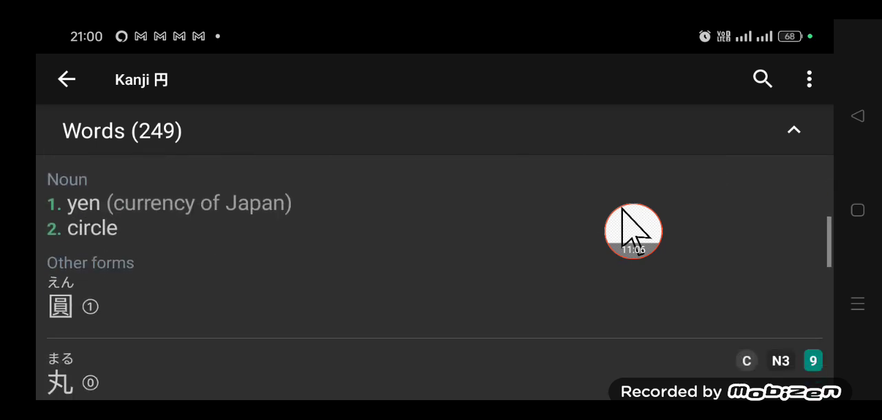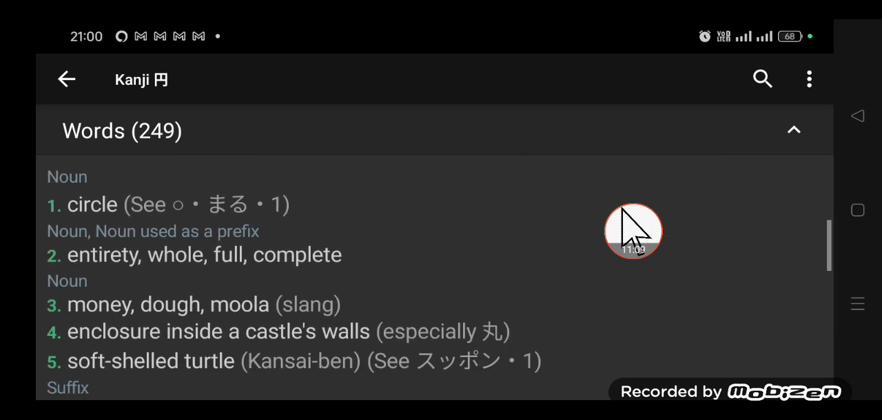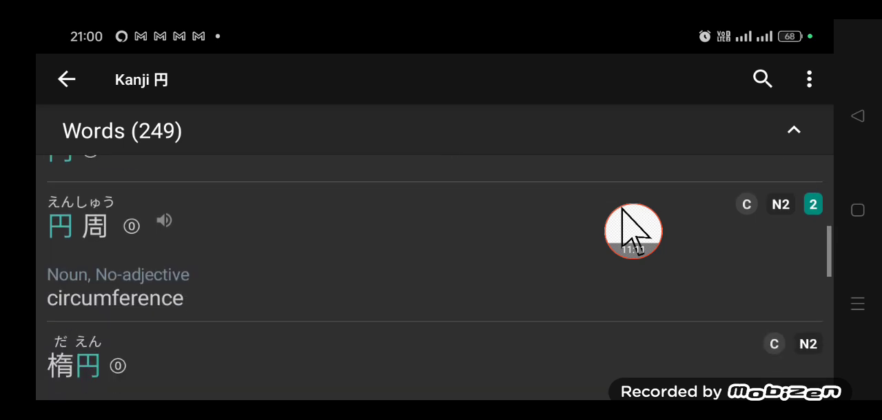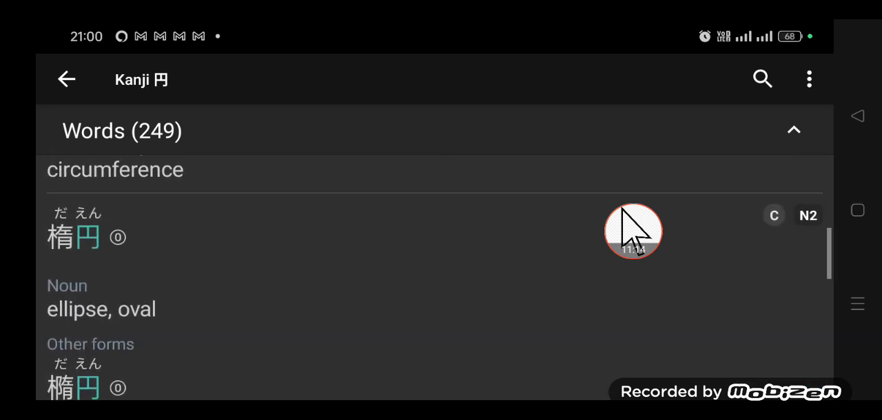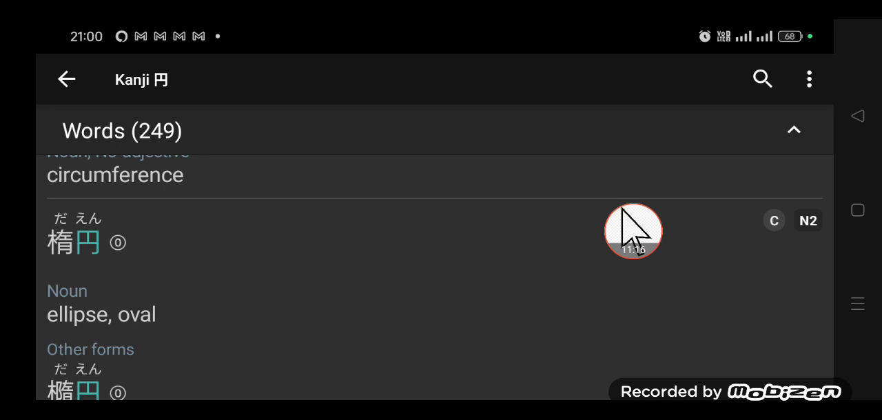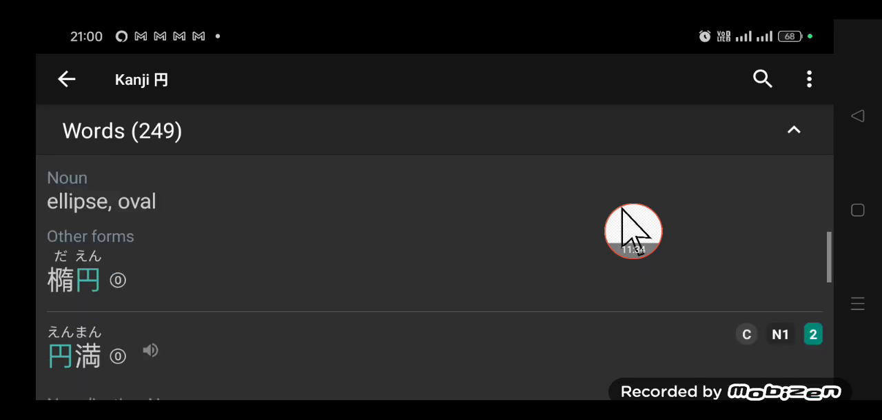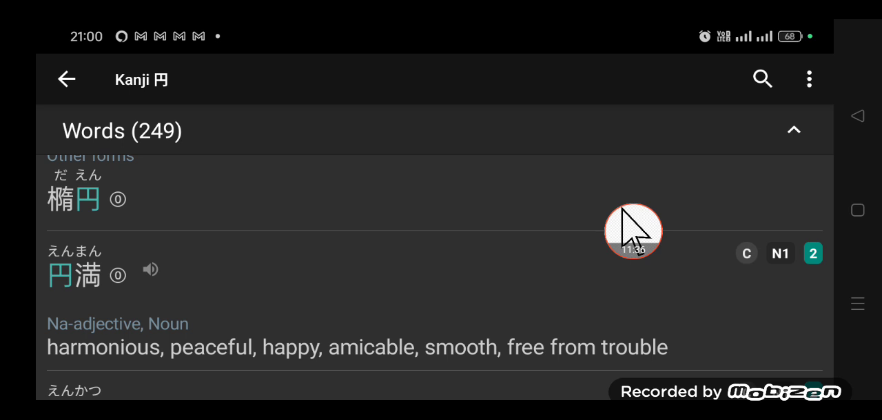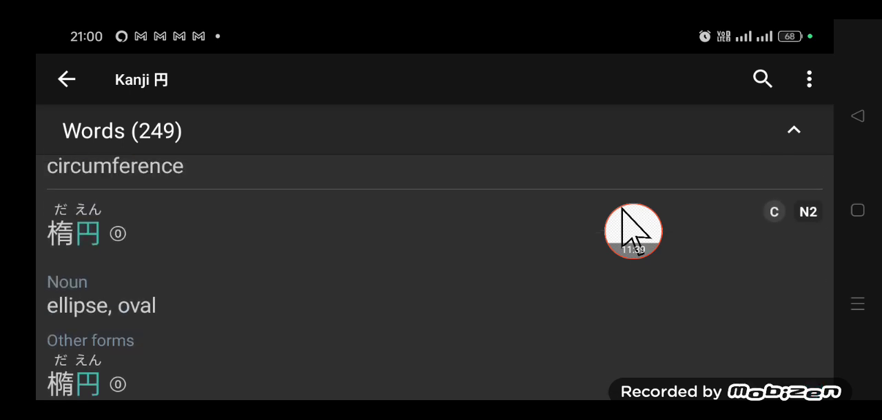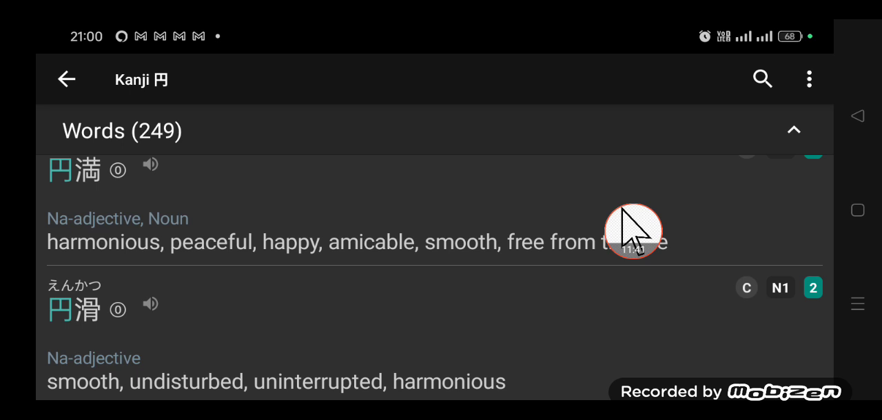Sen, satsu. Okay, minasan, for other vocabularies here, how about this? Daen. Daen is elliptical or oval. Because we all know that an ellipse is different from a circle. So that's daen. Okay, minasan.